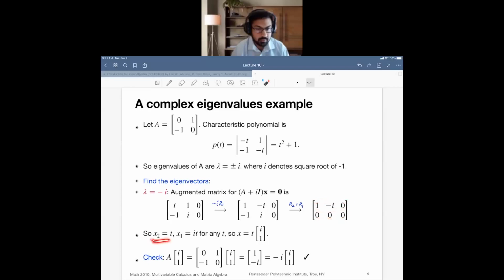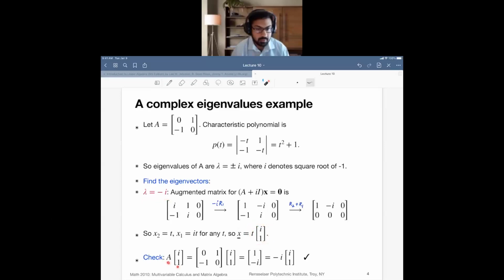I can pick x2, my remaining variable, to be t. Using that, I can find my leading variable x1. I will see that it'll be i, and then I know that this will give me the eigenvector. That's what's supposed to be bold there. The eigenvector is t times i and 1. And again, I can use a similar check: Ax equals lambda x. Does this x satisfy that for this particular lambda or not?